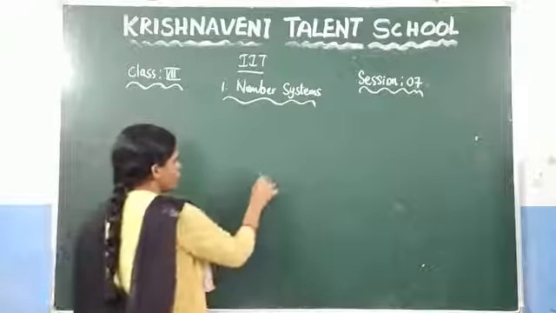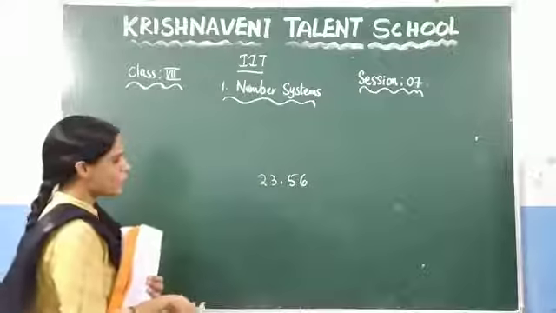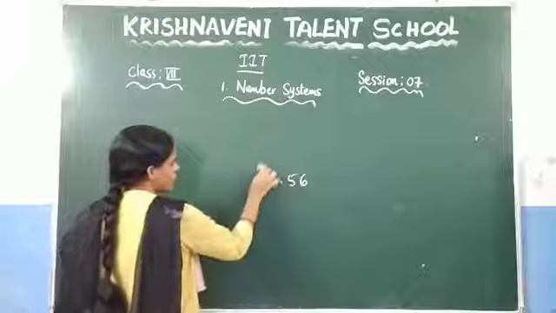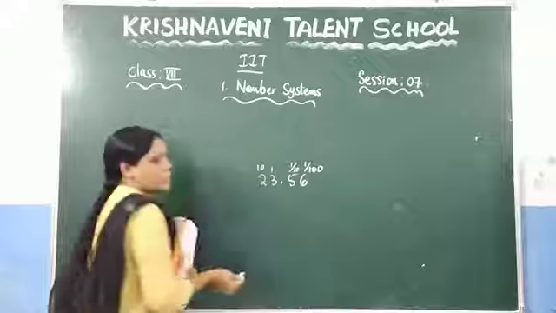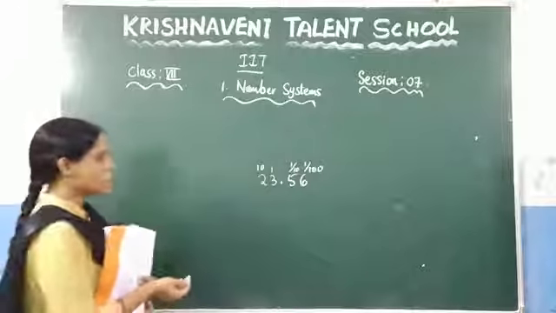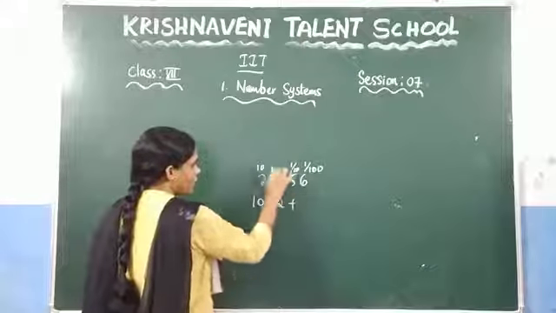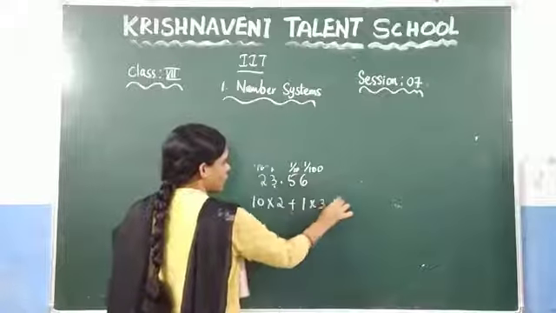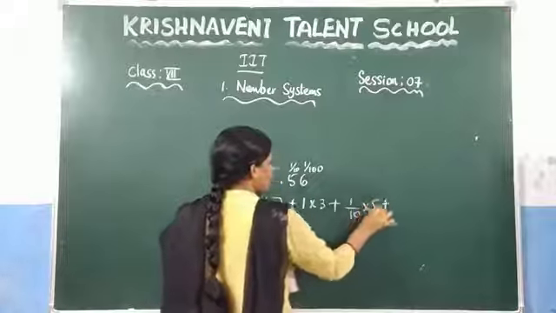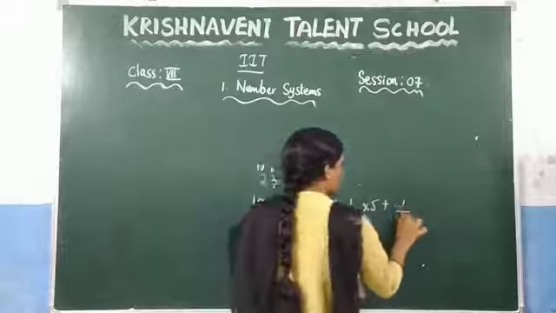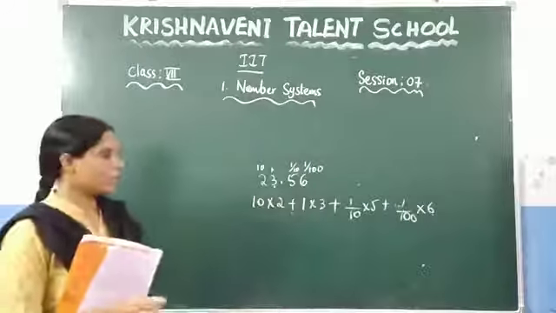Suppose you want to expand the number 23.56. Let us write the place values. This is the ones place, tens place, 1 by 10 place, and 1 by 100 place. So multiply with their respective place values and add. You will get 10 into 2 plus 1 into 3 plus 1 by 10 into 5 plus 1 by 100 into 6. This is the expansion of the decimal numbers.